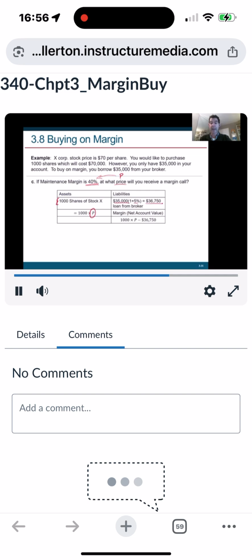So what does that mean my account margin is? My account margin is what? Assets minus liabilities. Here the assets are what? 1,000 shares at a price of P per share. Again, I don't know P. I'm going to have to solve for that. Minus the loan that I owe to the broker. So that's my account margin. Now we move to the next step. This is the margin percent.